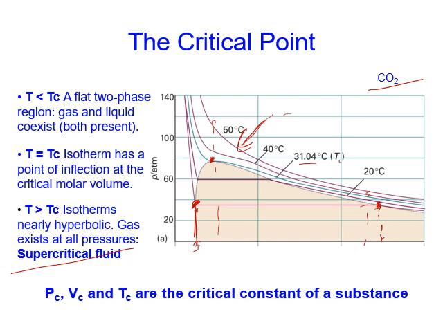At 31 degrees, you have an inflection point, and this point is called the critical point. The temperature in this case, 31 degrees, is the critical temperature, the volume is called the critical volume, and the pressure is called the critical pressure. The critical constants are unique for different substances, and we'll see more about different substances in the next slides.